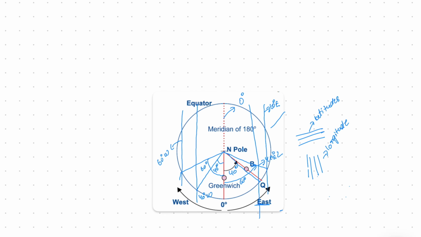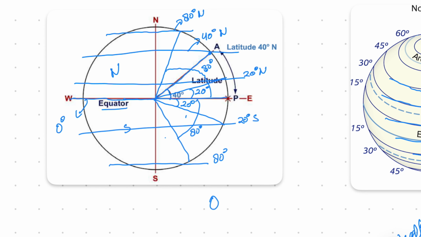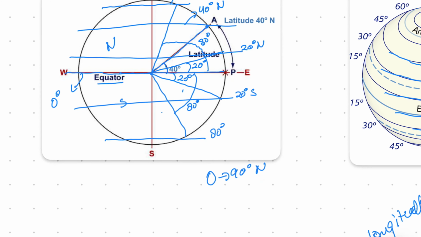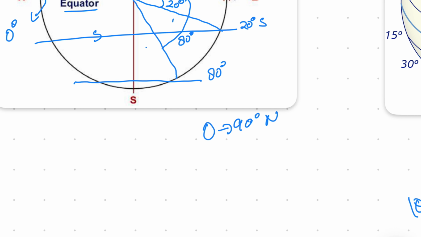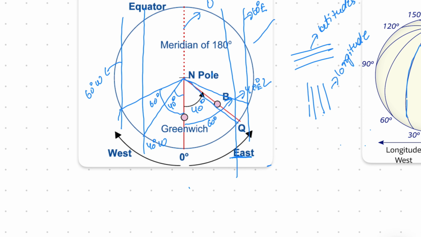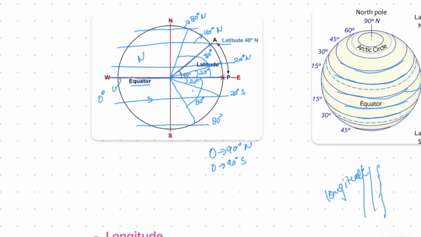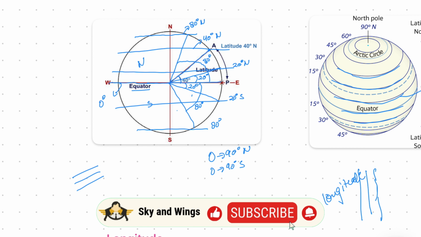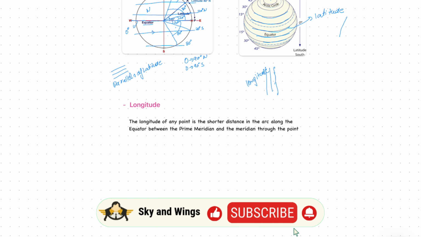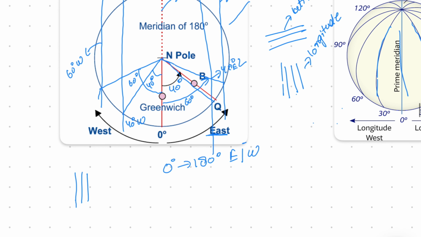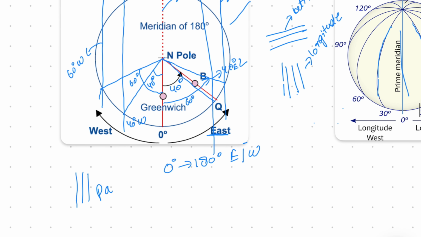So for latitudes, it goes from 0 to 90 degree north. 0 is our equator. And for southern hemisphere, it is the same, 0 to 90 degree south. But for longitude, it goes from 0 to 180 degree east or west. Okay, so what is parallel of latitude? All these horizontal lines are our parallel of latitude, and all these vertical lines are our parallel of longitude.